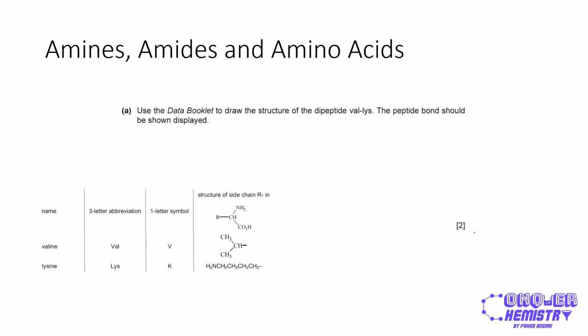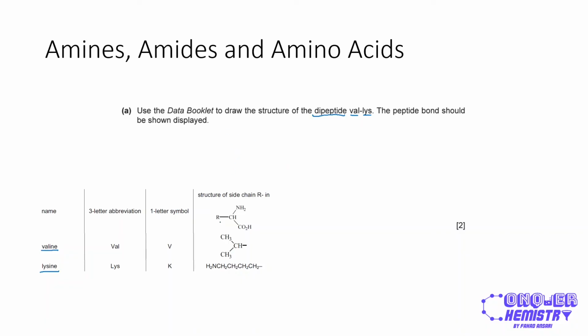So amino acids are basically compounds that contain carboxylic acid and amine functional groups bonded to the same carbon atom. So over here we have been asked to draw the structure of a dipeptide made up of 2 amino acids. So this is the short form of valine, and this is the short form of lysine. So basically what happens is that the carboxylic acid group of one reacts with the amine group of the other.